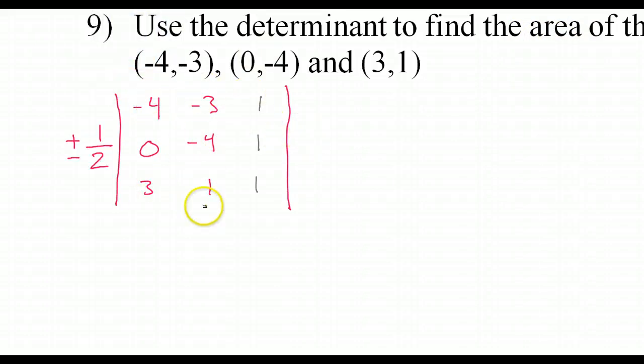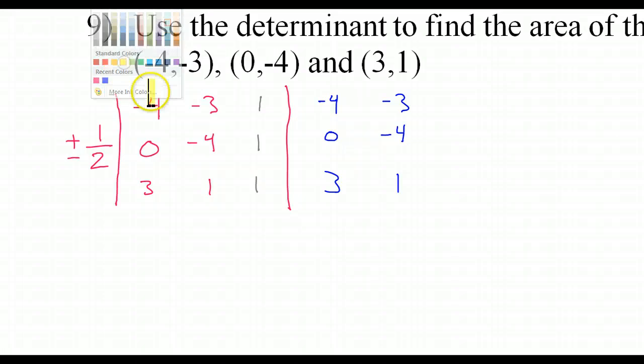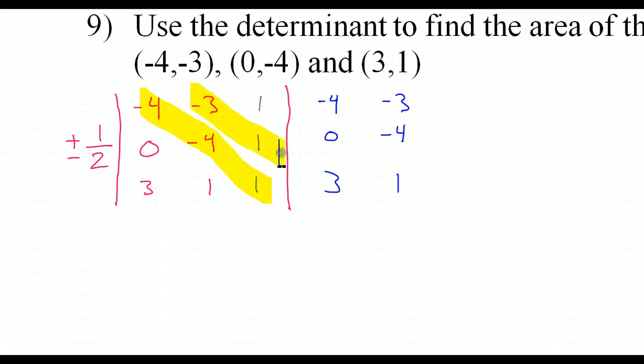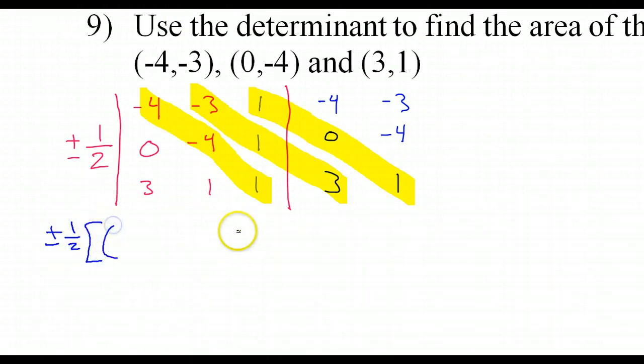Well, we recopy these columns. So I'm going to recopy, and there's my negative 4, my 0, my 3. I'm going to recopy this column as well. So negative 3, negative 4, and 1. Then I'm going to do down diagonals minus up diagonals, only there's 3 of them. So there's a down diagonal, another down diagonal, and another down diagonal. I still have my plus or minus 1/2. Don't forget about that. But I'm doing my down diagonals minus my up diagonals.